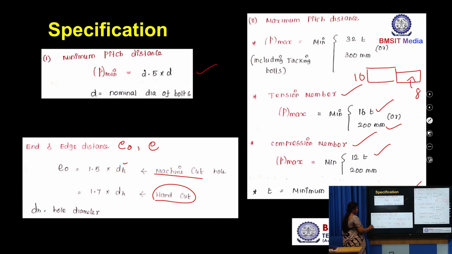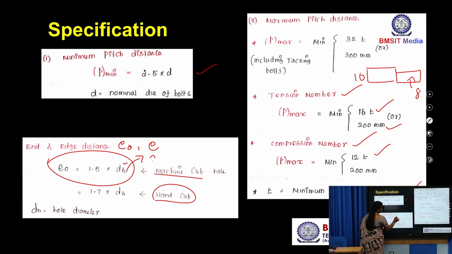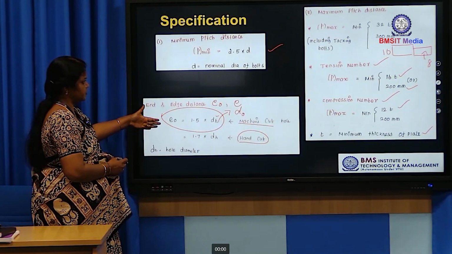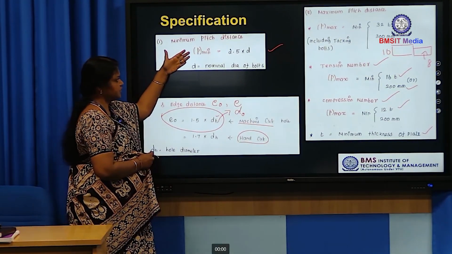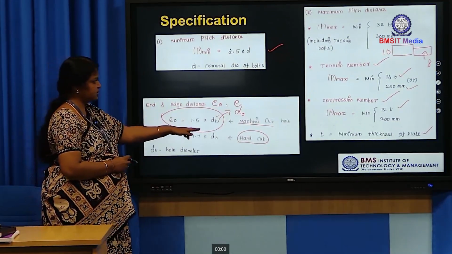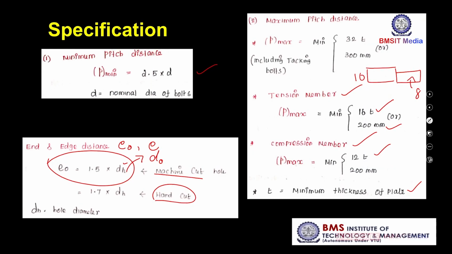So, always we have to consider 1.5 times DH while solving the problem, if it is not mentioned in the question. So, E naught equals 1.5 times the diameter of the hole DH, or D naught also. Some textbooks mention D naught instead of DH. Minimum pitch distance equals 2.5 times D. These two things are very important while designing the bolted connection: P minimum, 2.5 times the diameter, and edge distance minimum, 1.5 times DH.